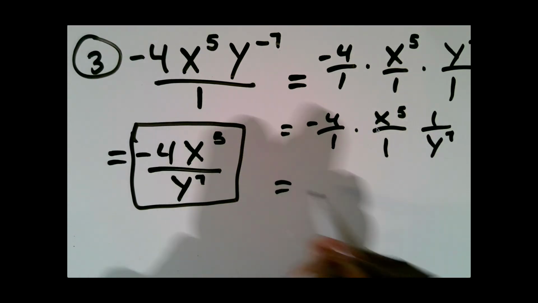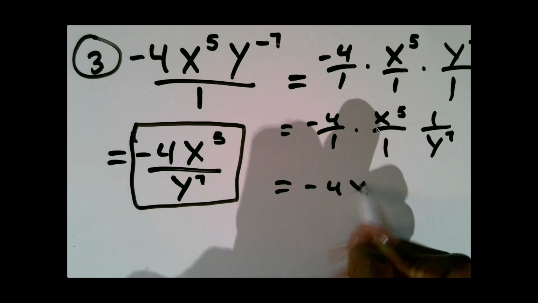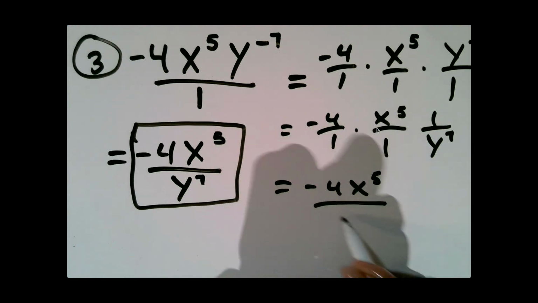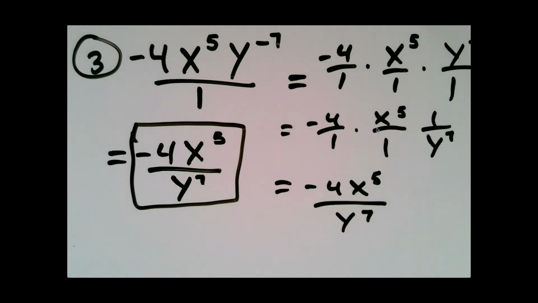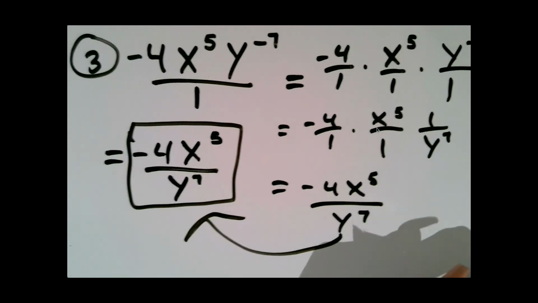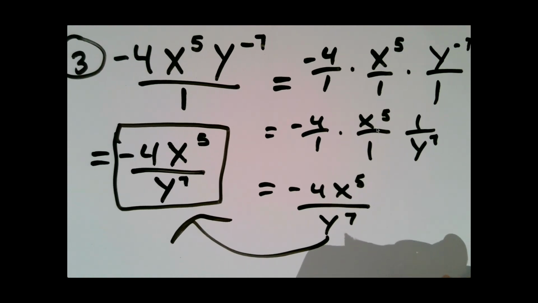I multiply straight across, I get negative 4x to the 5th over y to the positive 7. And this is exactly what we have here. I just wanted to do it in a little more detail so that you understood exactly what was going on.